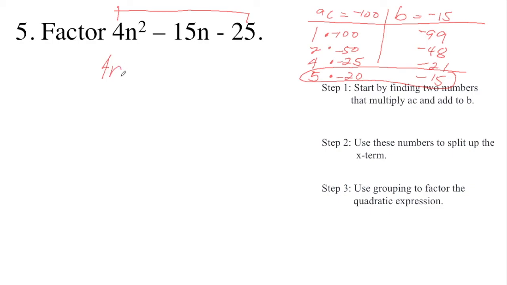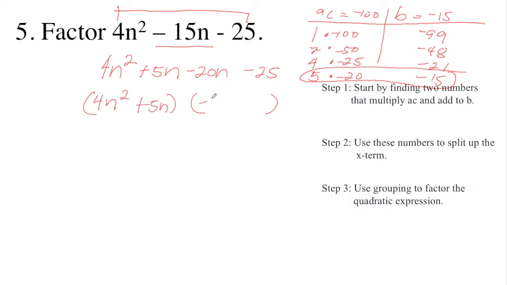Copy the first term, 4n squared. Split negative 15 by using plus 5n and negative 20n. And copy the last term, 25. Then combine the first and second term together, 4n squared plus 5n, and negative 20n minus 25. Then for 4n squared plus 5n, the GCF is n. So this will be 4n plus 5. And lastly, this will be negative 5 and 4n plus 5.